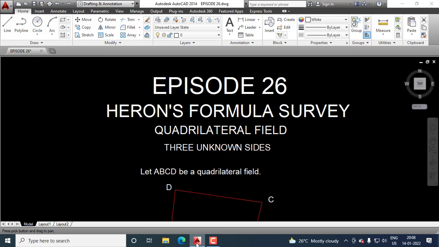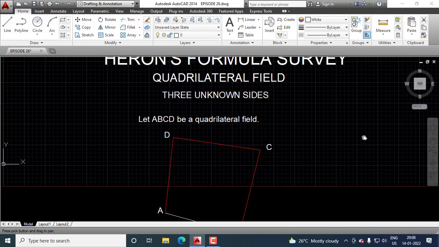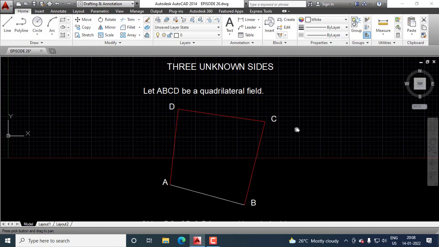In this episode 26, I discuss quadrilateral field having three unknown sides. In the previous episode, I discussed quadrilateral field having two unknown sides. Let ABCD be a quadrilateral field. Here in this field, we know only this side. We don't know this side, we don't know this side, we don't know this side, because there are some obstructions or there are some hedges along these sides.